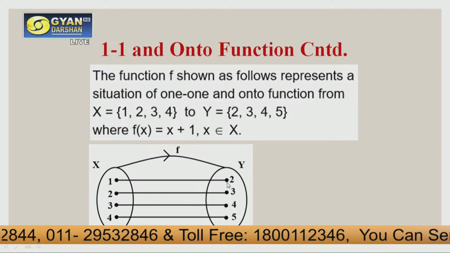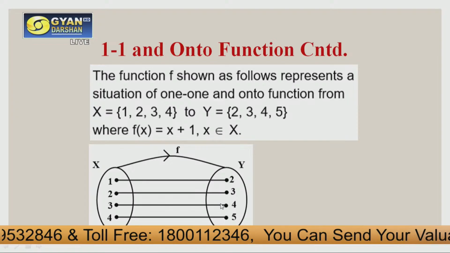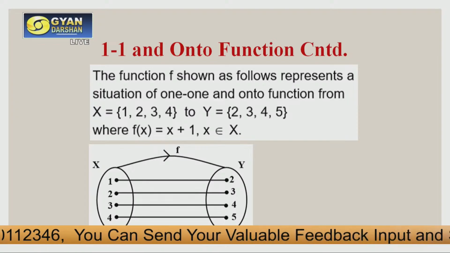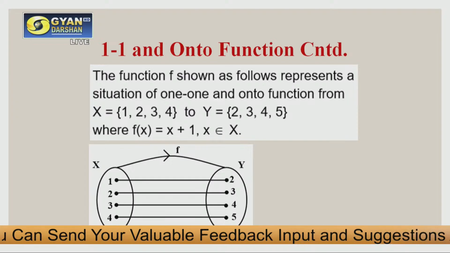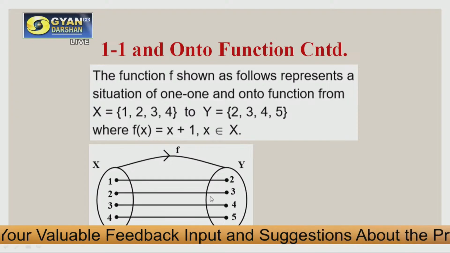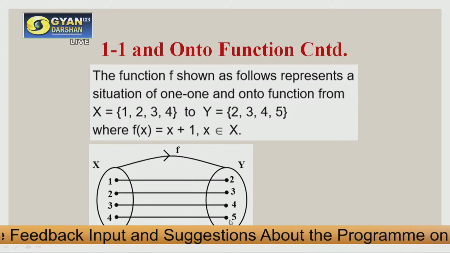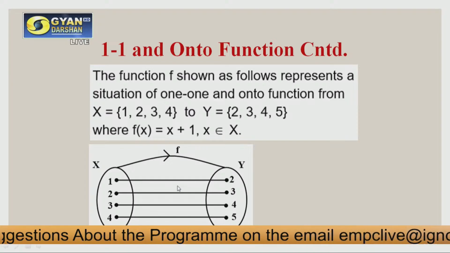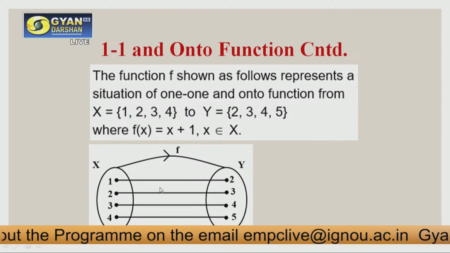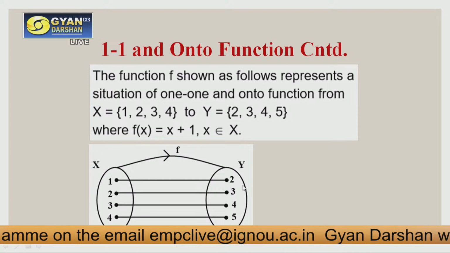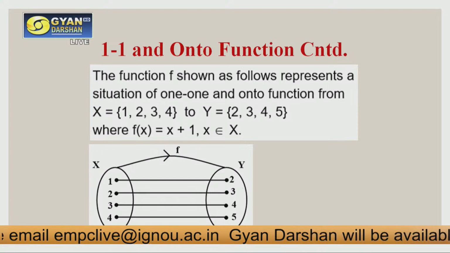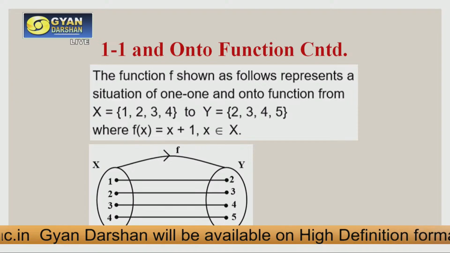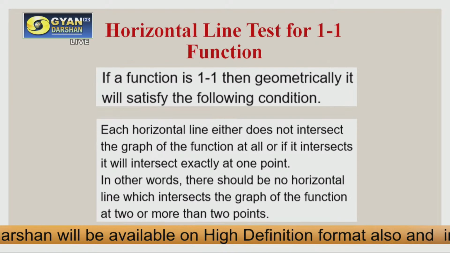And what was the condition of the onto function? The condition of an onto function was that each mother should have at least one daughter. I have 4 mothers here, and each of these 4 mothers has at least one daughter. In fact, each mother has exactly one daughter. So both the conditions of 1-1 as well as onto are satisfied. So this is an example of a function which is both 1-1 and onto.